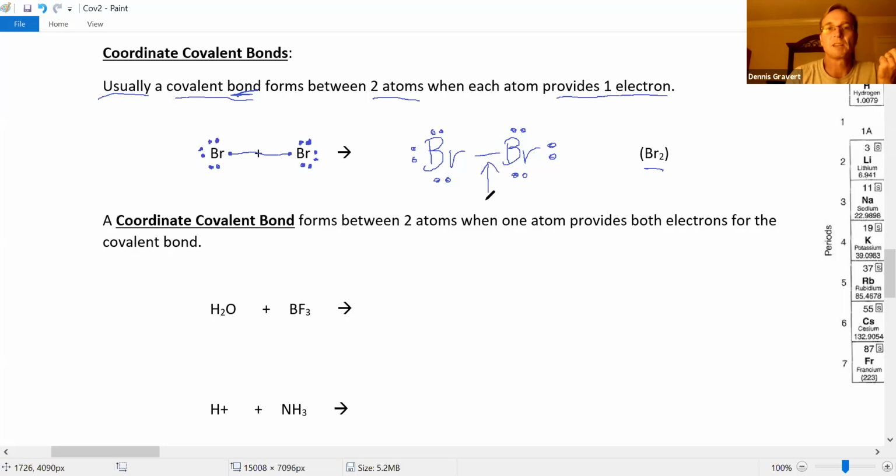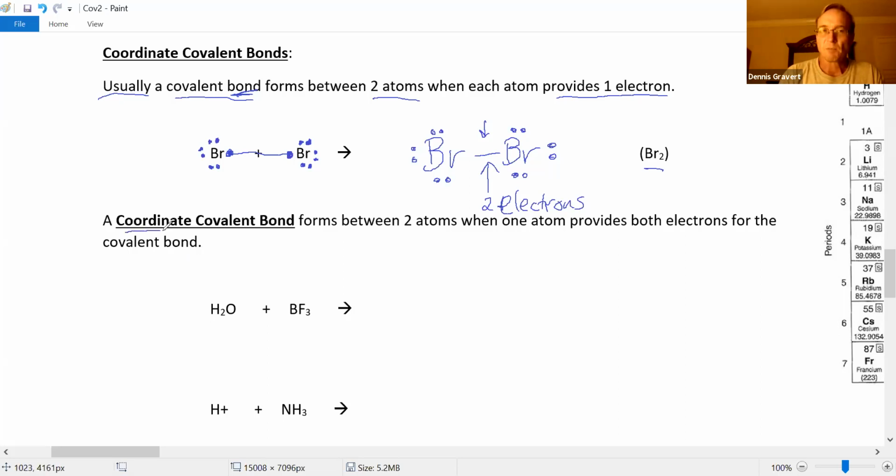One line represents 2 dots. I should say 2 electrons. Okay, so this is a good Lewis dot structure. What's the point of this? That's the normal way covalent bonds form. One atom will supply 1 electron. The second atom supplies the second electron, and that makes a pair. That makes a covalent bond. Cool, that's the normal way. Each atom supplies 1 electron, and they meet up in the middle.